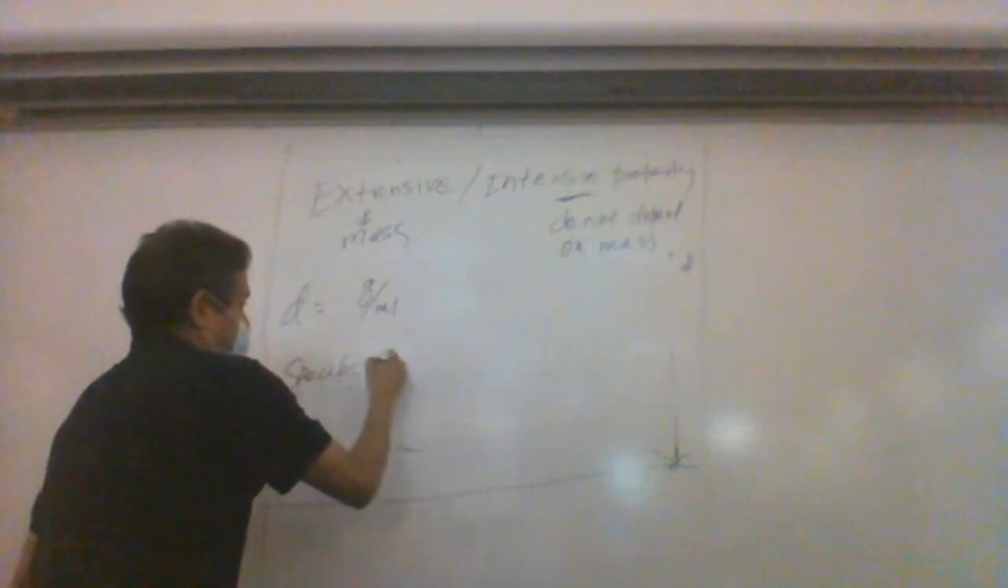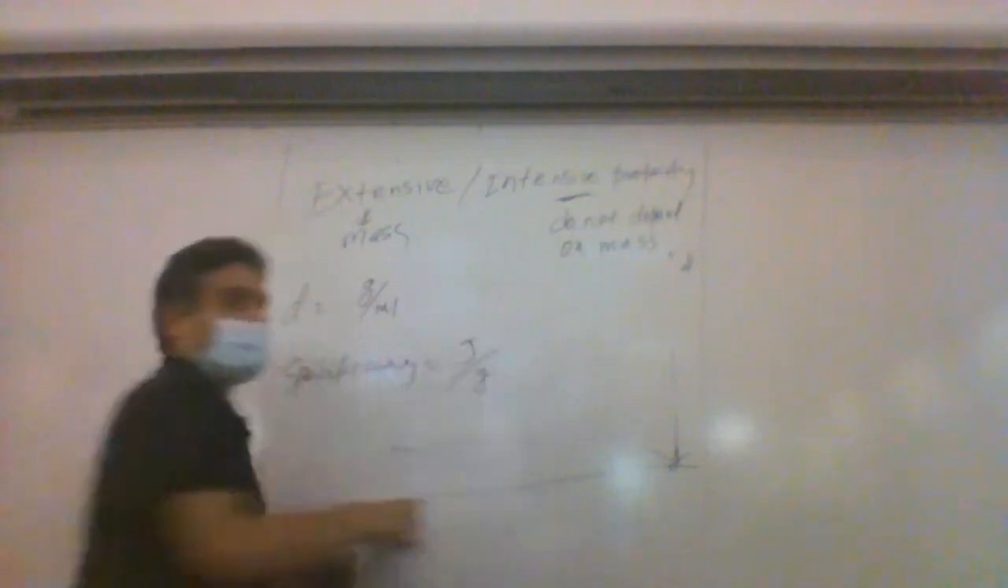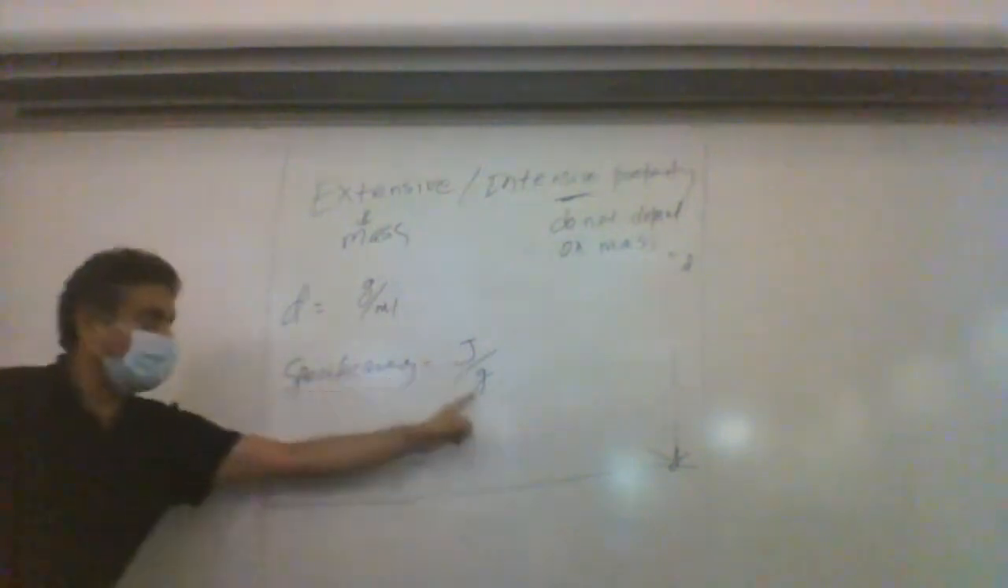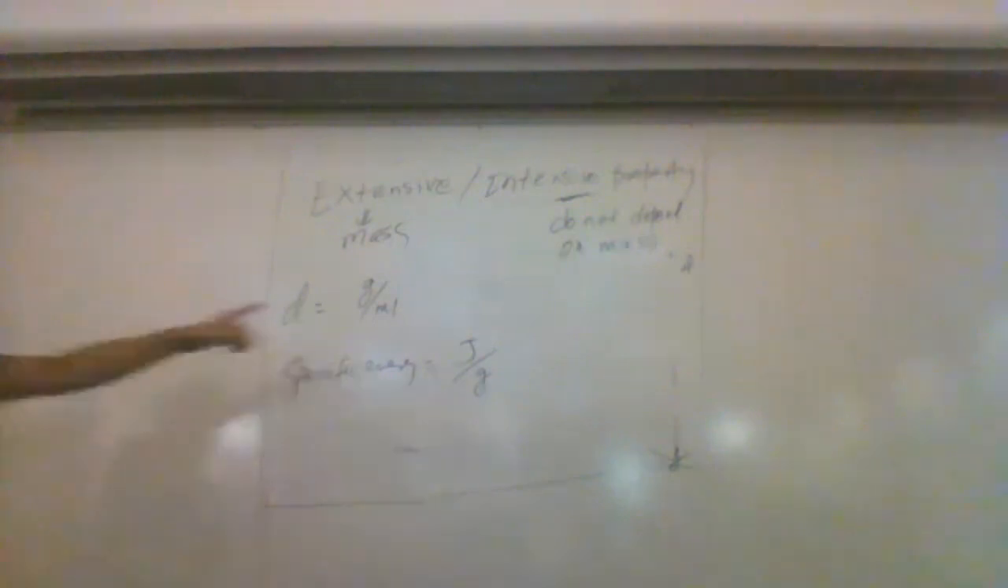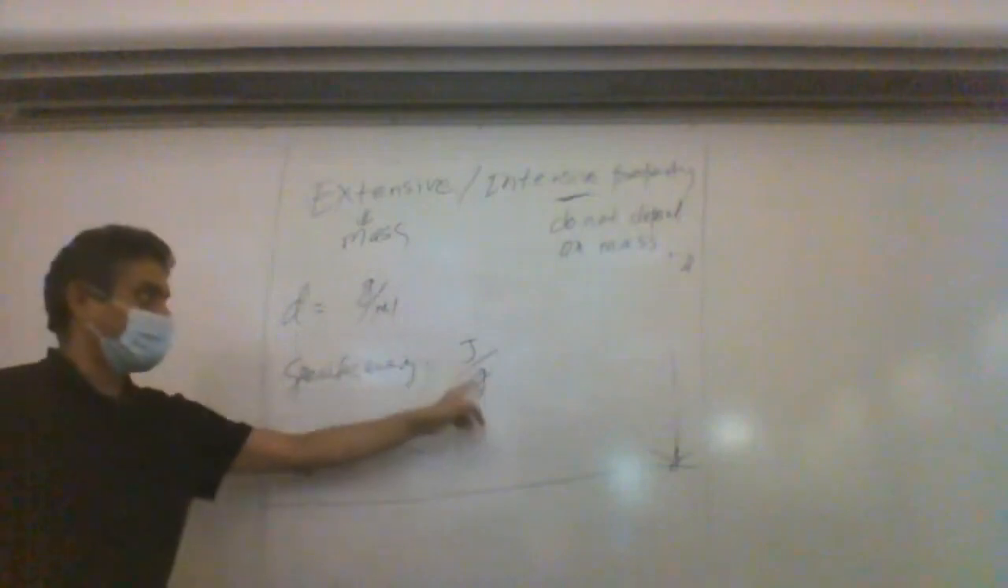If you see specific energy, you see joule up there and gram down there. How many units are there? There are 2 units. So if you see something in a measurement with 2 units, one up there and another down here, they are all intensive properties. The ratio of 2 extensive properties is an intensive property. Make sense? So density is gram per ml, so it's intensive. Specific energy is also joule per gram.